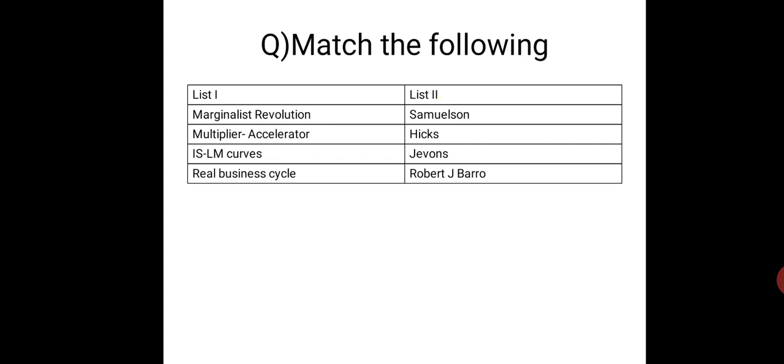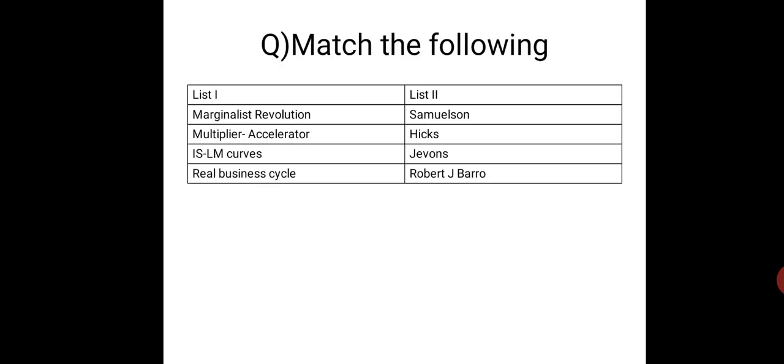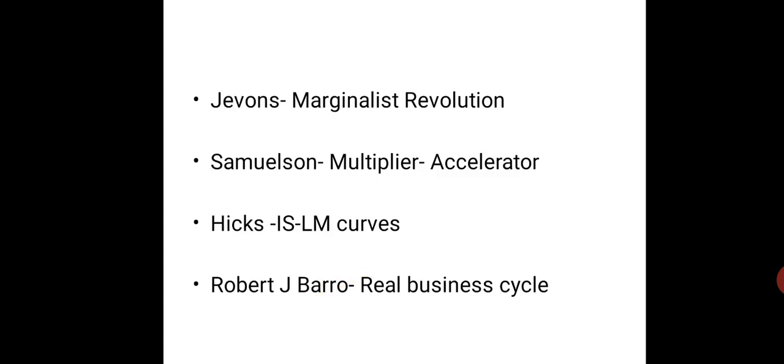Now, this is a match the following question where list 1 is given with some of the concepts, and list 2 is given with some of the economists related to these concepts. We are expected to match the concept with the correct economist. Where marginal revolution, so even if you don't know the answer, just go for the logic. ISLM curve, we know that it's related to Hicks, right? Samuelson, we have already studied. It is multiplier accelerator concept, right? Even for his trade cycle theory, he believes so.